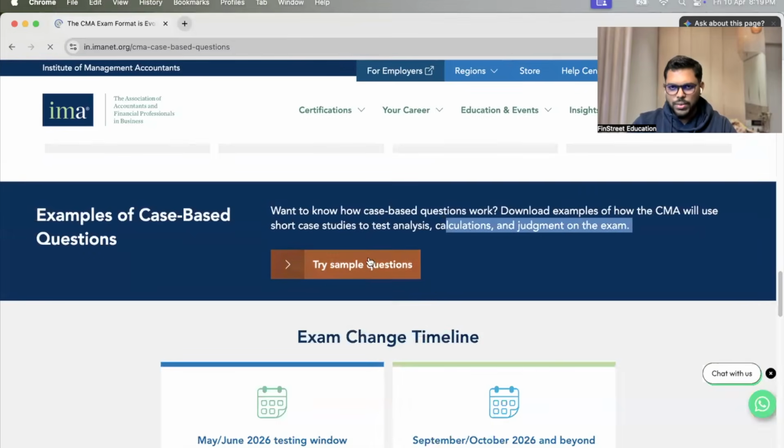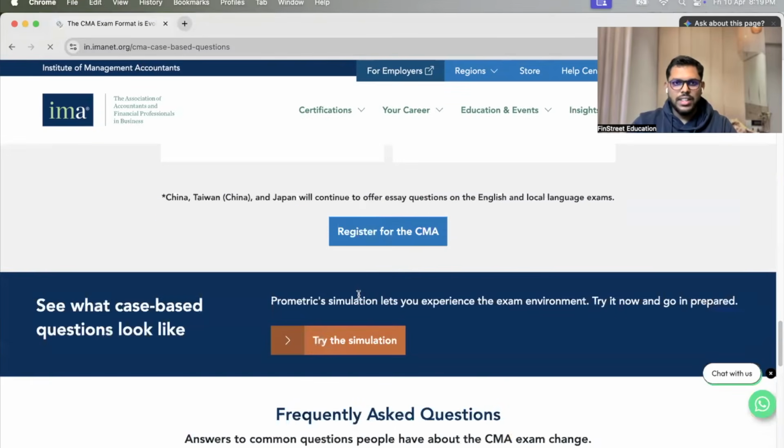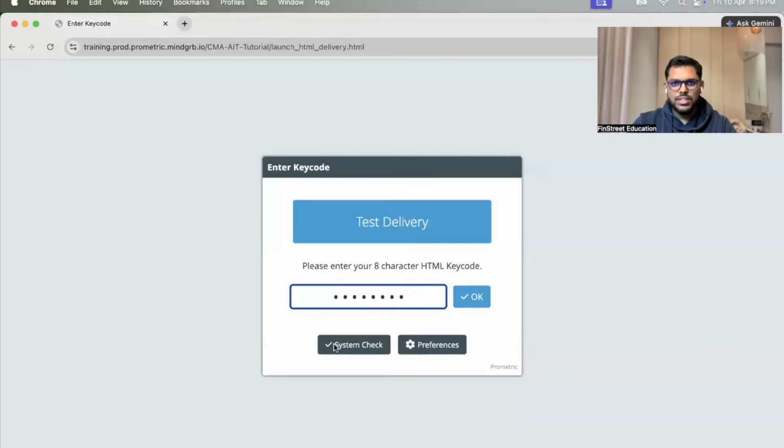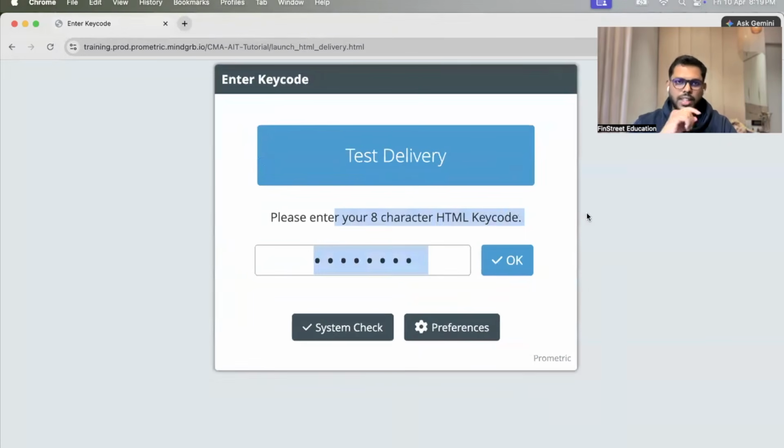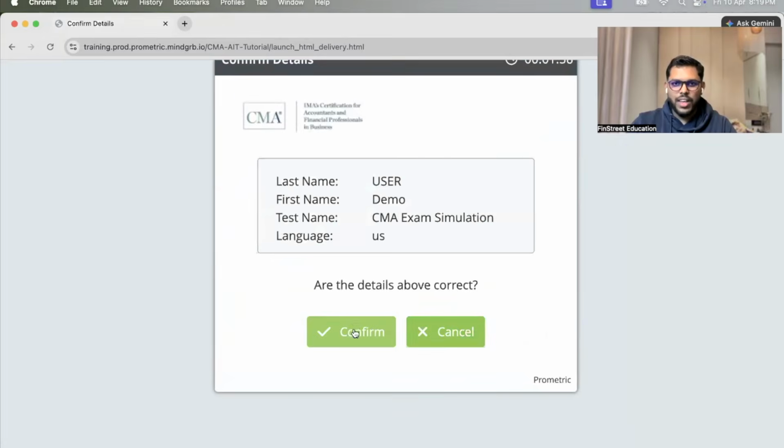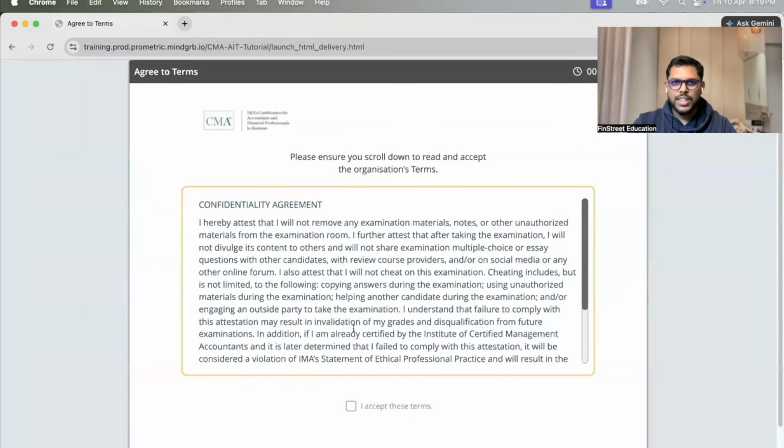I mean, this is the booklet we are solving, sample questions. But this is the simulation which I want you guys to try. Just click on try simulation. The simulation will open up. This is system check. System check मतलब it kind of replicates के सब softwares वगैरह ठीक है या नहीं. Just click on OK and then click on confirm.